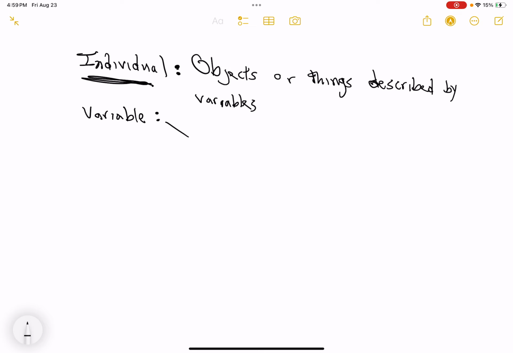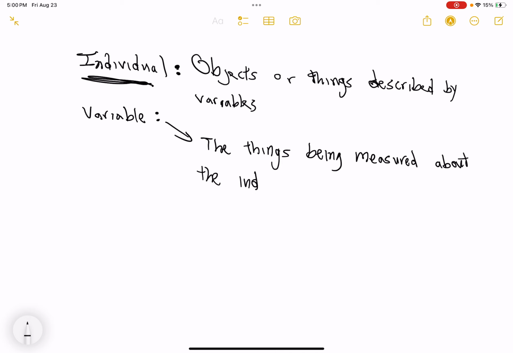Versus the variables themselves, right? Those are the things that we are measuring in our individual. So, the things being measured about the individual. So again, fairly simple concepts, but really important to know this vocabulary.